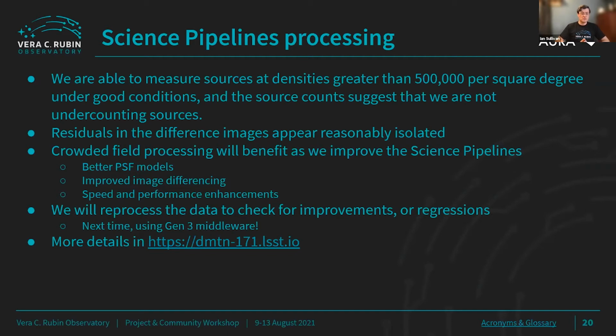But that is something that we are actively working on, and a more typical case would take 2 minutes with just the pipelines as they are now, and that's with significant performance enhancements that we know we can make. And a final note, we are going to keep reprocessing this data in the future, both to check for improvements or regressions, and in the future that will all be using the new Gen 3 middleware. This particular processing run that I've presented here was done using the old Gen 2.